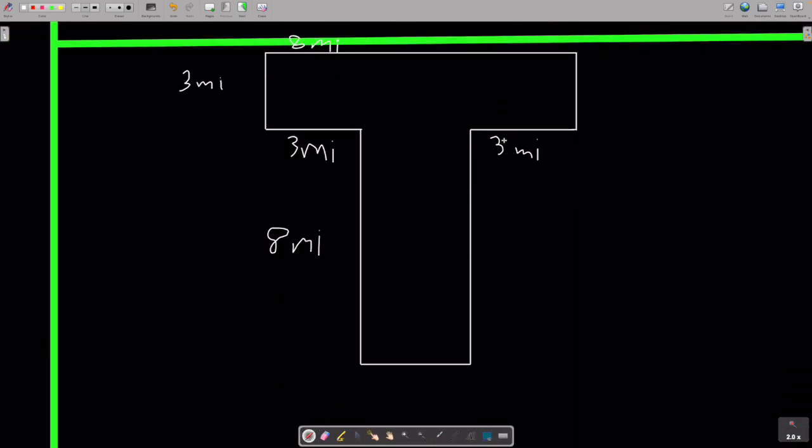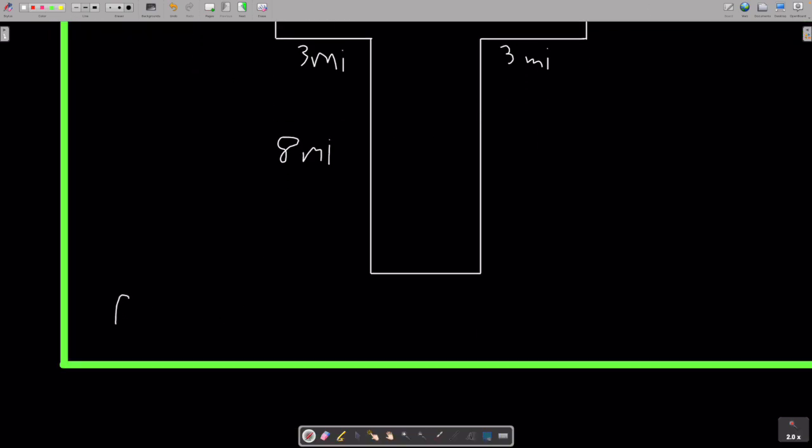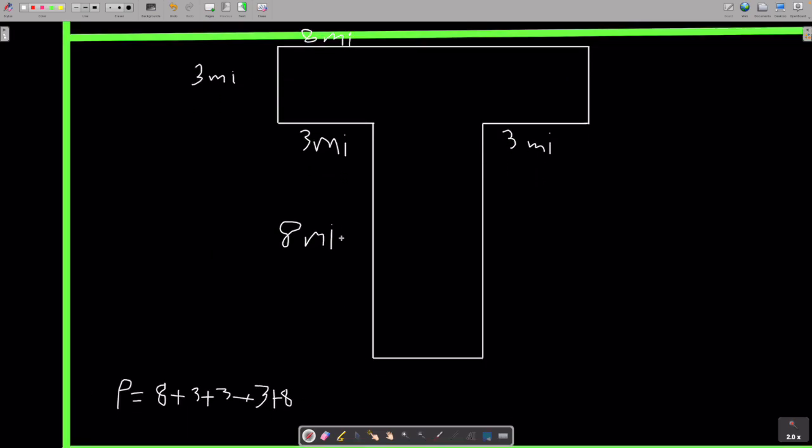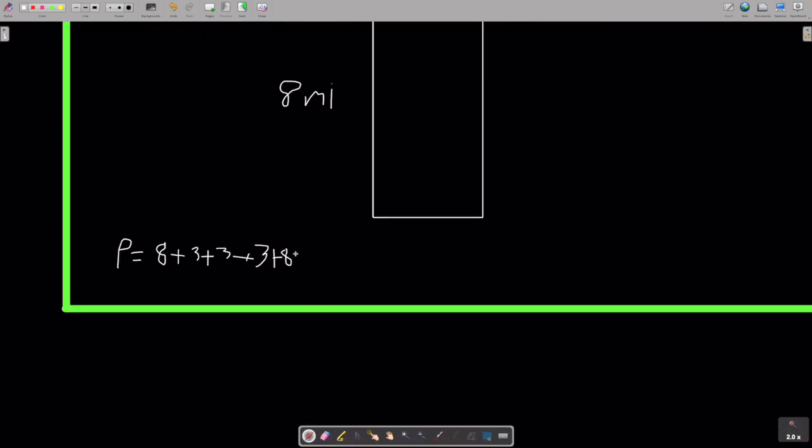Next we have the letter T. So let's write it down here. The perimeter equals 8 plus 3 plus 3 plus 3 plus 8, and then we're missing 3 sides, so plus, plus, and plus, equals.